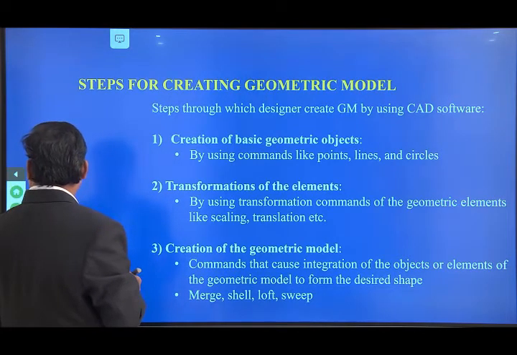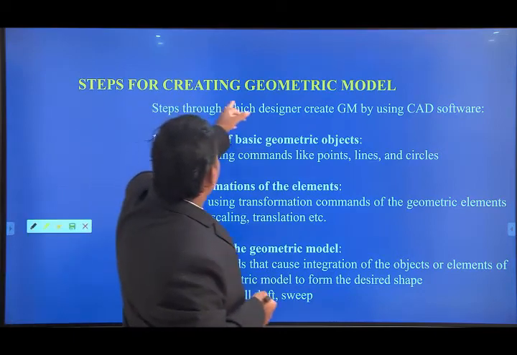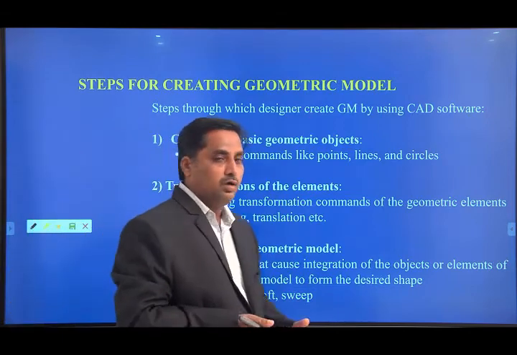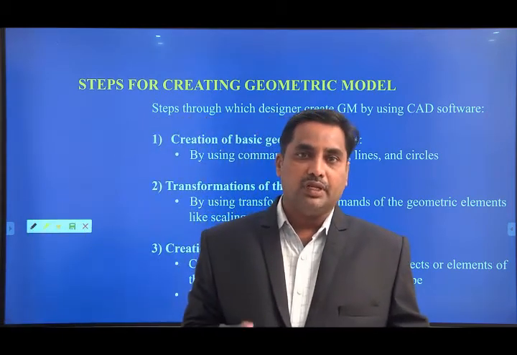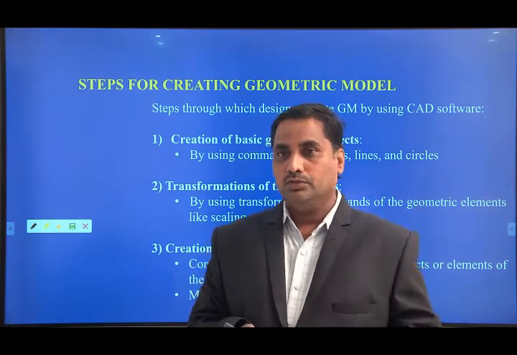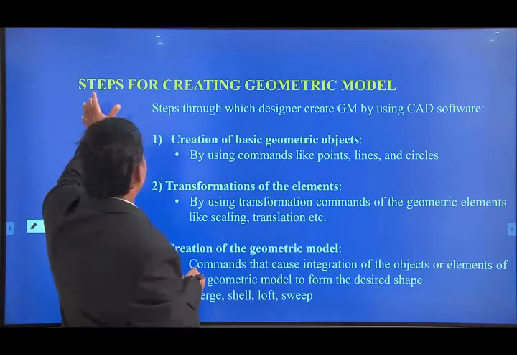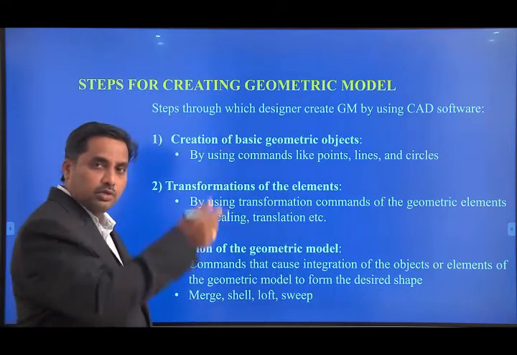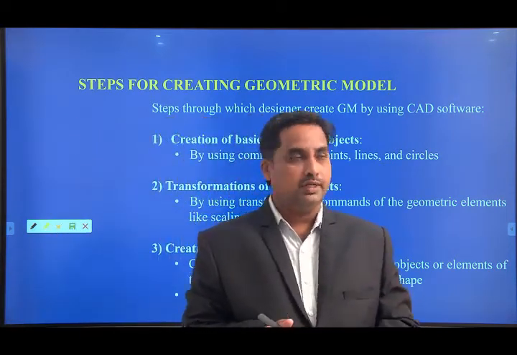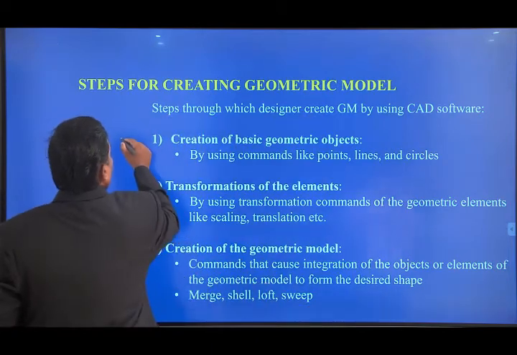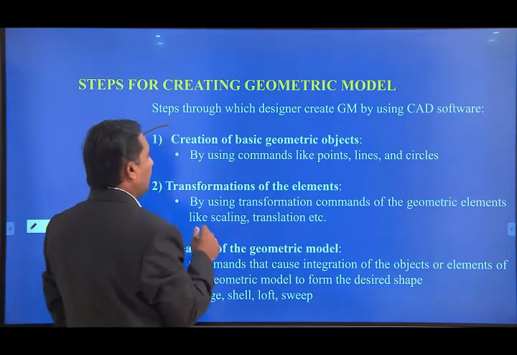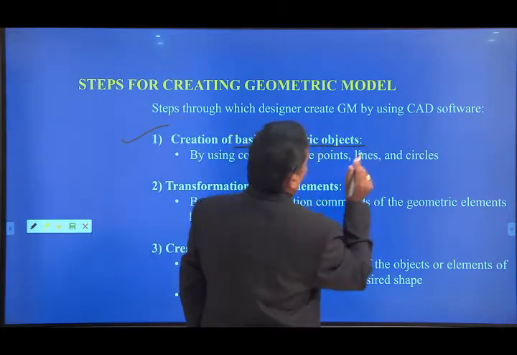Next topic is the steps for creating a geometric model. So far you have knowledge about modeling, mathematical treatment, transformations and projections. Up to now we have this knowledge. So what are the steps required for creating a geometric model? From that knowledge we have to categorize the steps of geometric modeling. The first step is creation of basic geometric element objects. We have to create basic geometric objects.